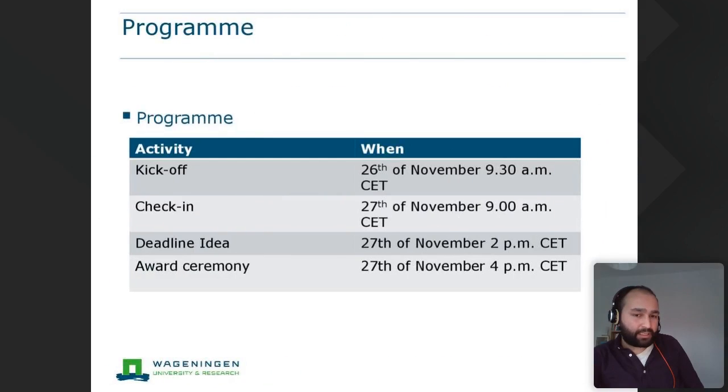So this is just the short outline of the program which we have. On the 26th and 27th, we will have the hackathon. It will begin with a kick-off. There will be also a check-in on the 27th. And there is the deadline of 2 p.m. Central European Time on the 27th to submit your idea. And on the same day, 2 hours later, we will have already an award ceremony.